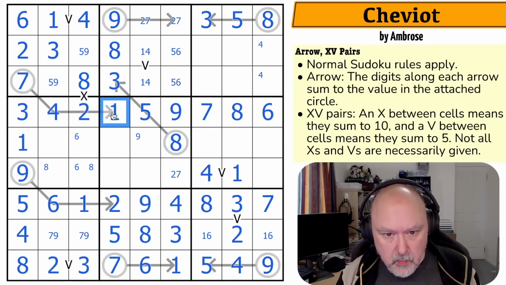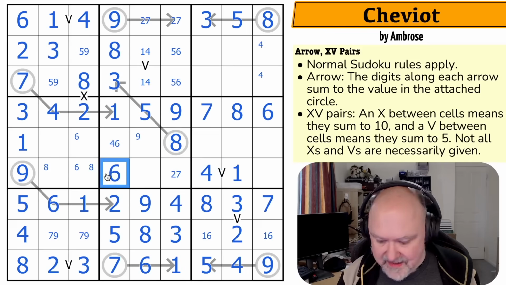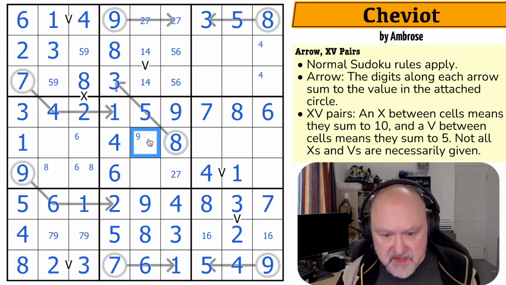This column, 1, 2, 3, 4, 5, 6. This is a 4, 6 pair. And the 4 is making that the 6 and that the 4. There's no 9 here. These are 2, 3, and 7. And there must be a 3 in them.